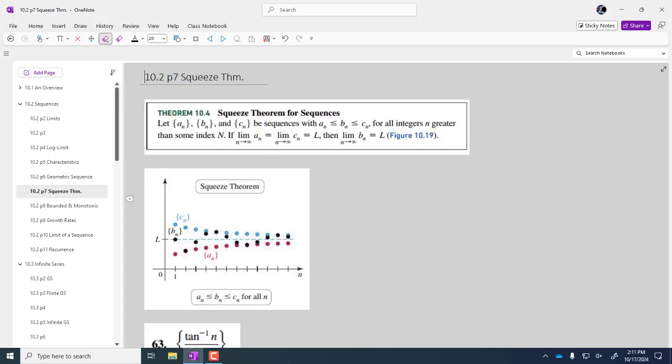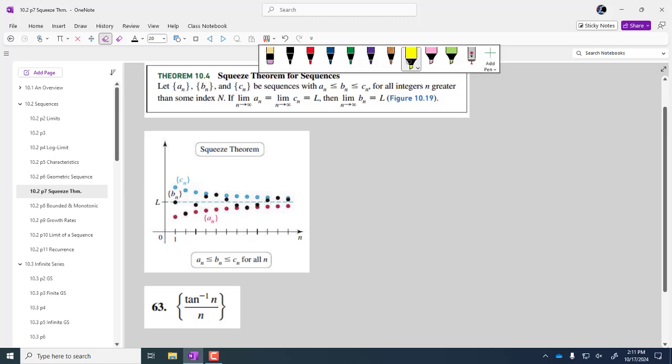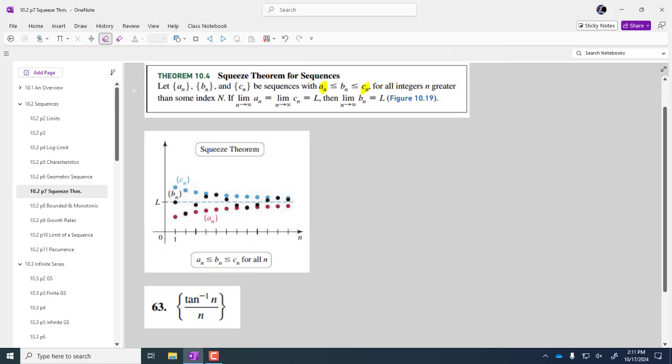Squeeze theorem. You should have seen this in Calc 1 with functions. If you've got some upper bound and some lower bound, and those two sequences converge to the same number, so they both converge to L, well, if we have a sequence that's sandwiched in between them, the black sequence, it must also have a limit of L. So if the upper sequence converges to L and the lower sequence converges to L, then the middle sequence, the one in between, has to converge to L. No big surprise.